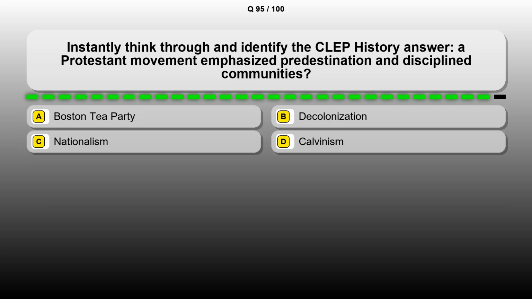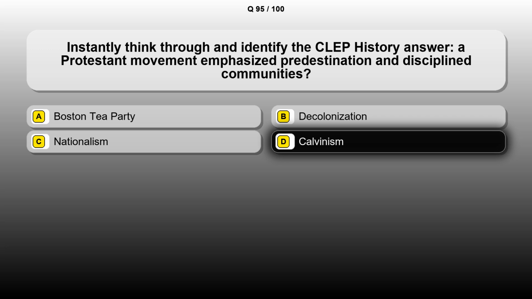Question 95. Instantly think through and identify the CLEP history answer. A Protestant movement emphasized predestination and disciplined communities. Option A, Boston Tea Party. Option B, decolonization. Option C, nationalism. Option D, Calvinism.